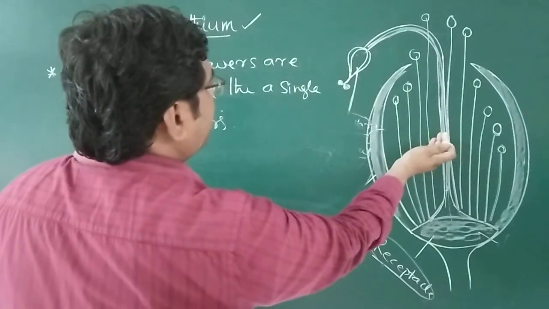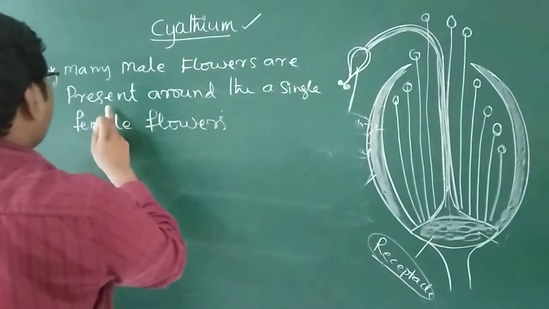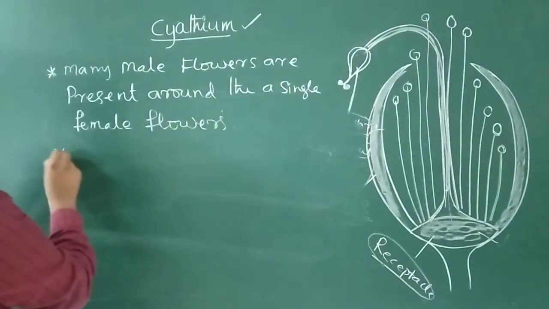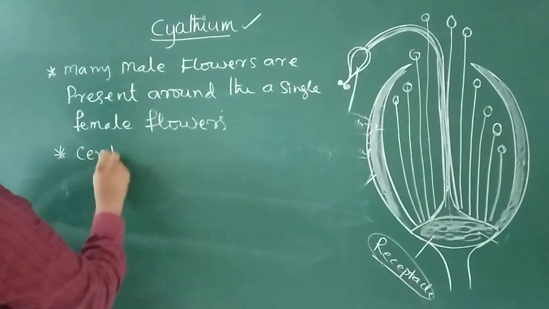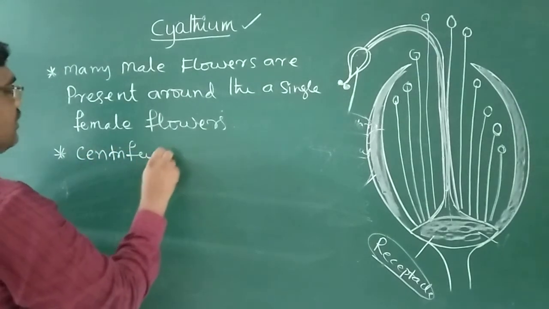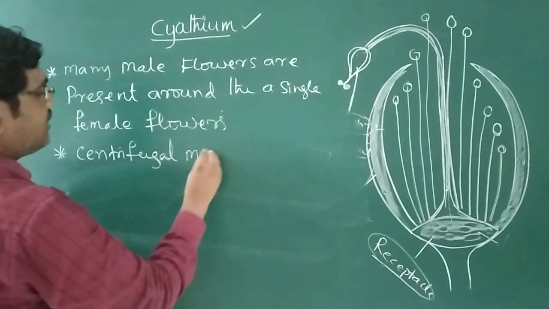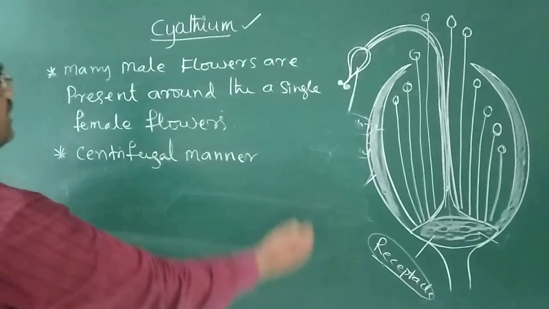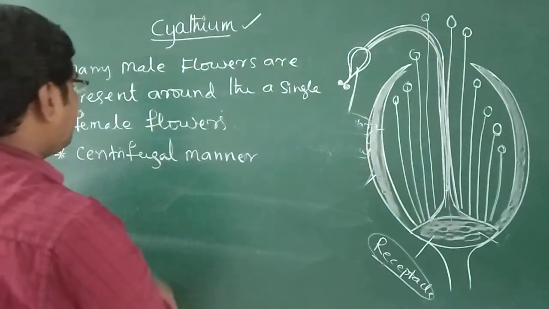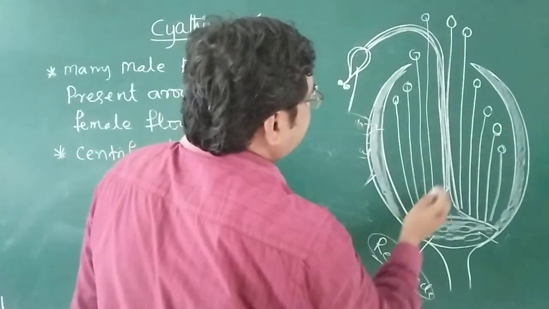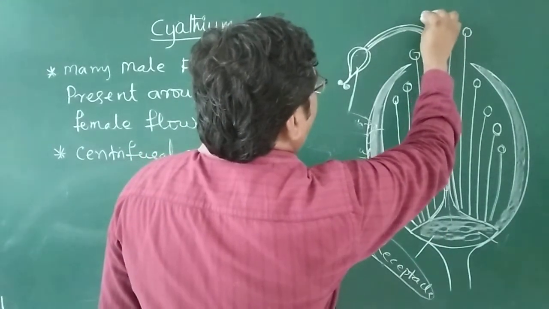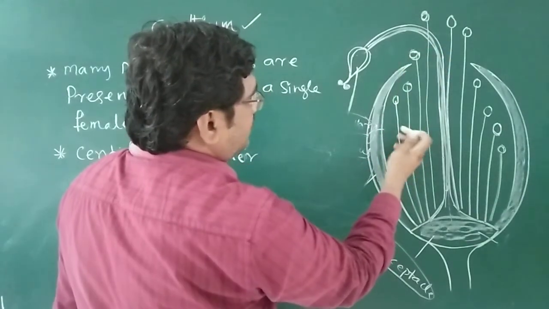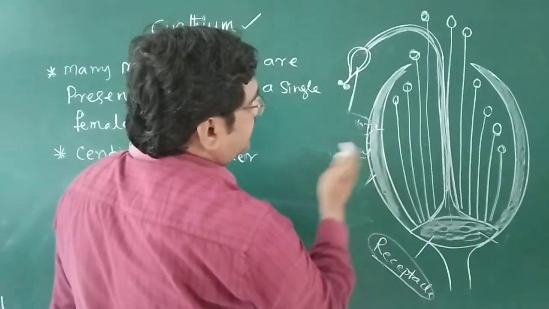So what is the male flowers' arrangement? The male flowers are arranged in a centrifugal manner in a cyathium inflorescence. Then what is a centrifugal manner? First, the flowers at the center open, then later the flowers on the peripheral side open.